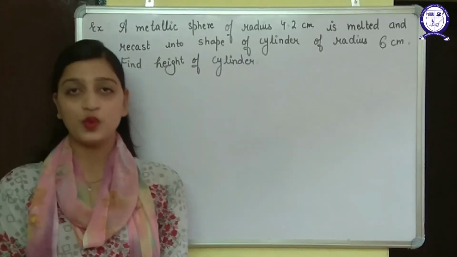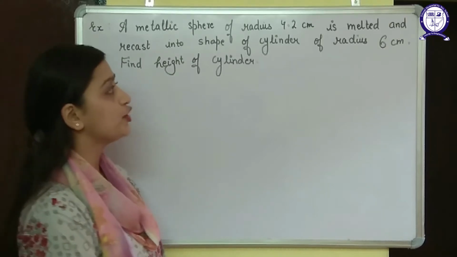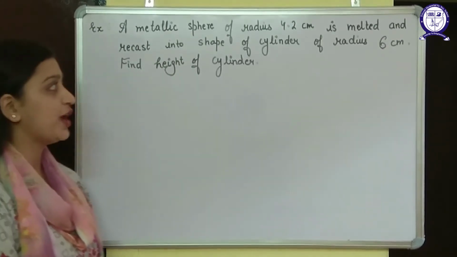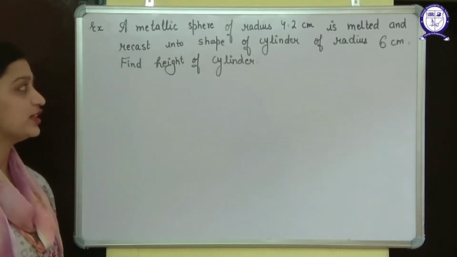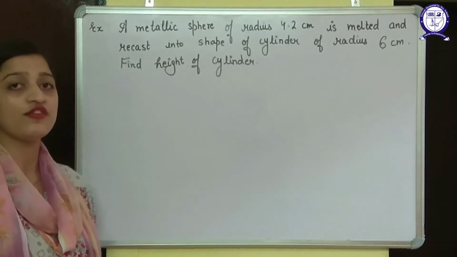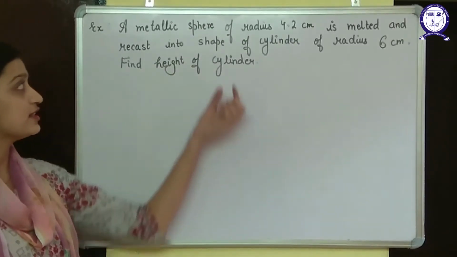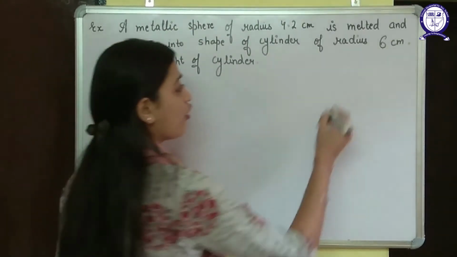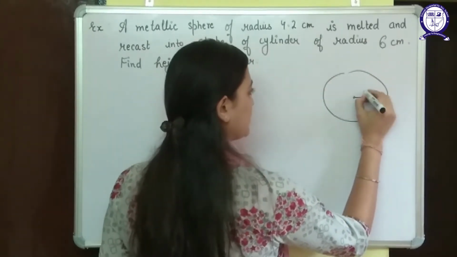Question number 1 says, a metallic sphere of radius 4.2 cm is melted and recast into the shape of a cylinder of radius 6 cm. Find the height of the cylinder. Now this is the question of conversion of one solid into another solid. That is, first it was a spherical bowl of radius 4.2 centimeter.